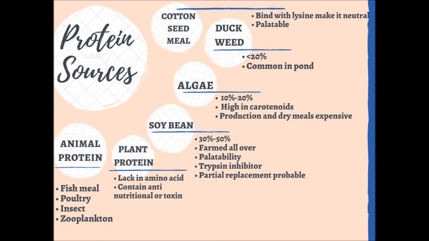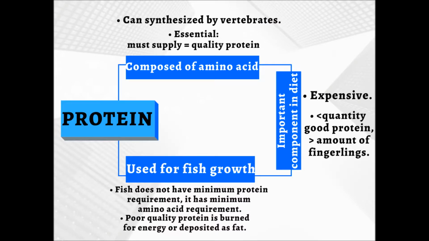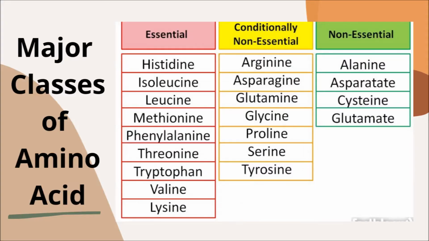And here are examples of the protein sources, which come from animal protein, plant protein, soybean, algae, duckweed, and cottonseed meal. Protein is essential because it is composed of amino acids and used for fish growth. Protein is also an important component in diet, whereas the more quantity of good protein used, the higher the amount of fingerling produced. Protein is formed by linkage of individual amino acids, although more than 200 amino acids occur in nature, only about 20 amino acids are common.